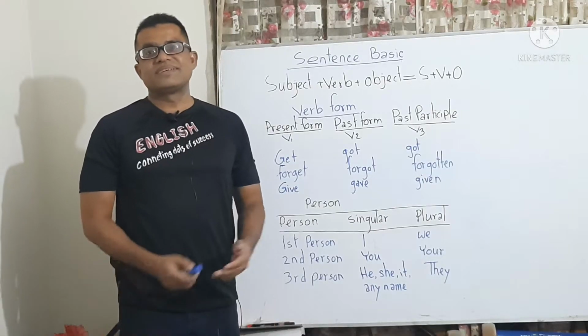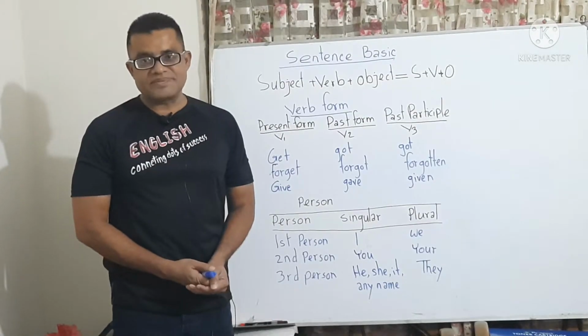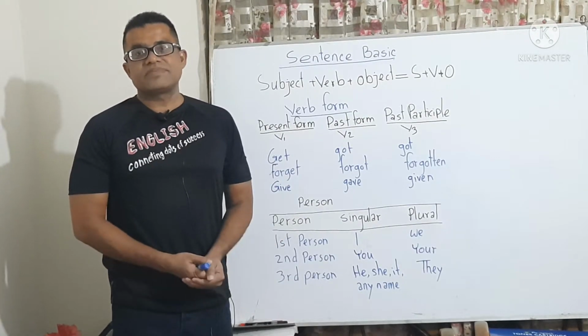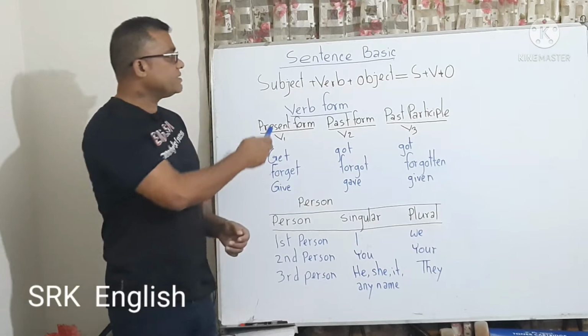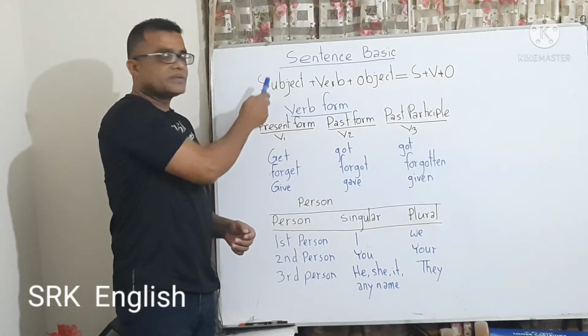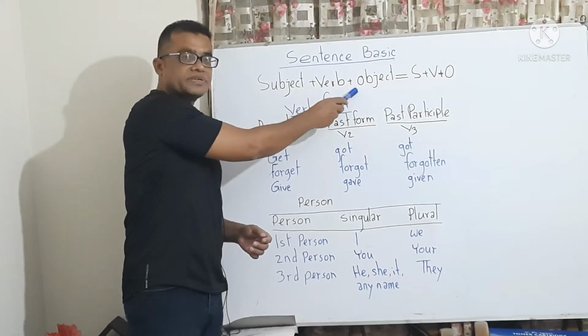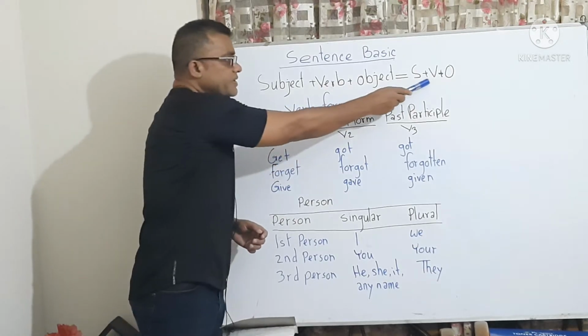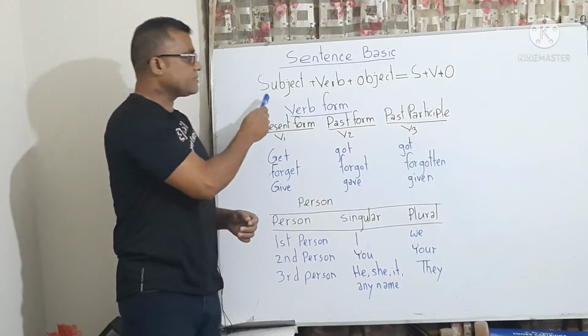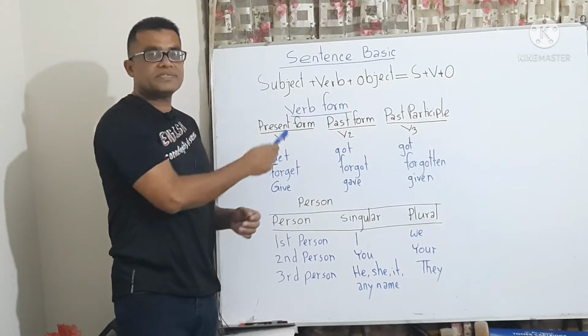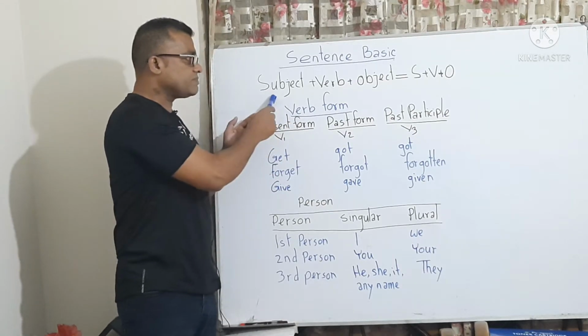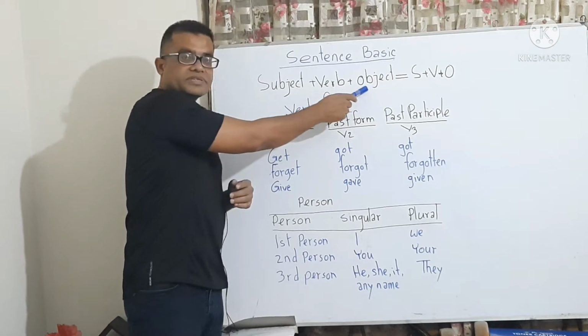Dear students, I am SRK English, your English trainer. Let's learn some basics. First of all, sentence basic. A sentence needs three things: subject, verb, object. SVO. That means if you want to form any sentence, you have to write subject, then verb, then object.